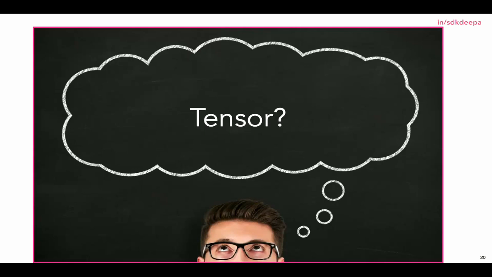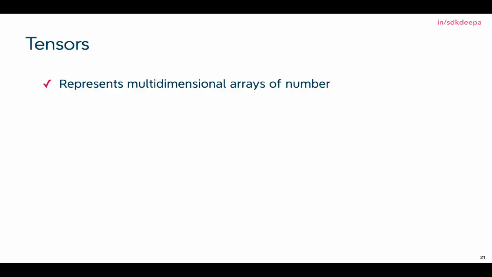Anybody heard of this term? No? Okay, it's not a computer science word at all. A tensor is a data structure, but it represents multi-dimensional arrays of numbers.